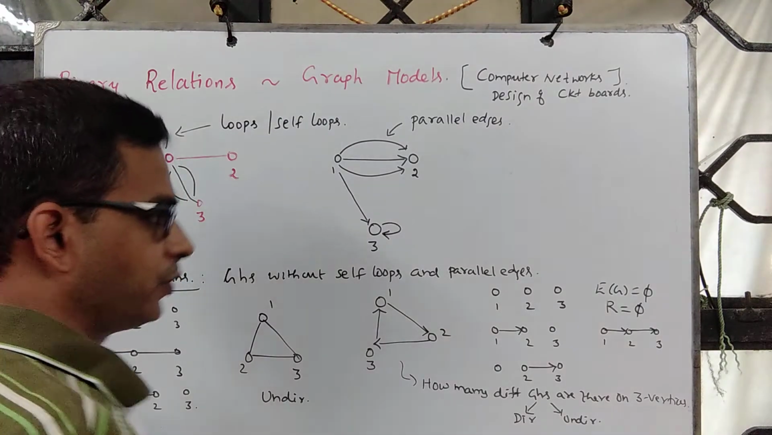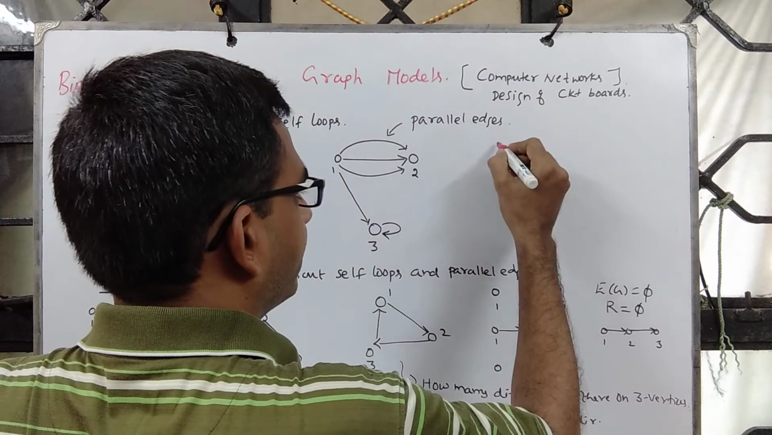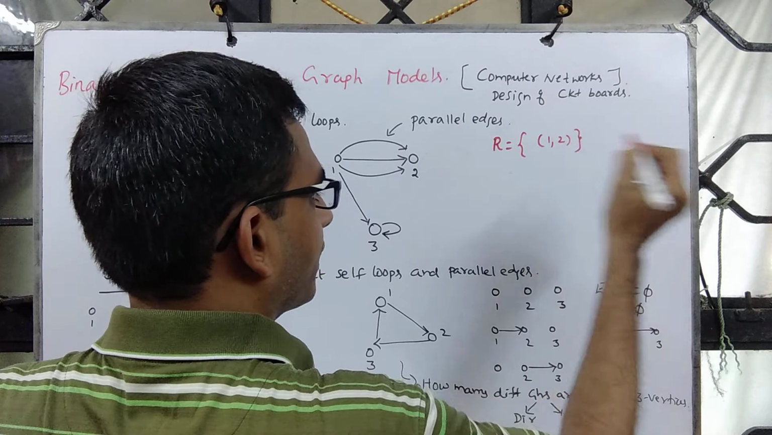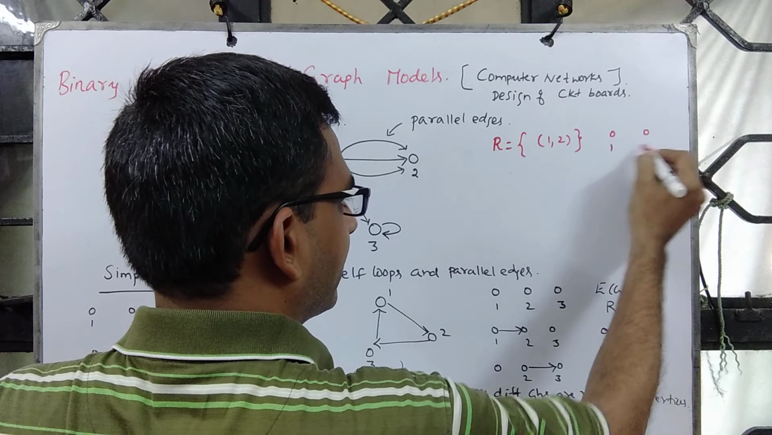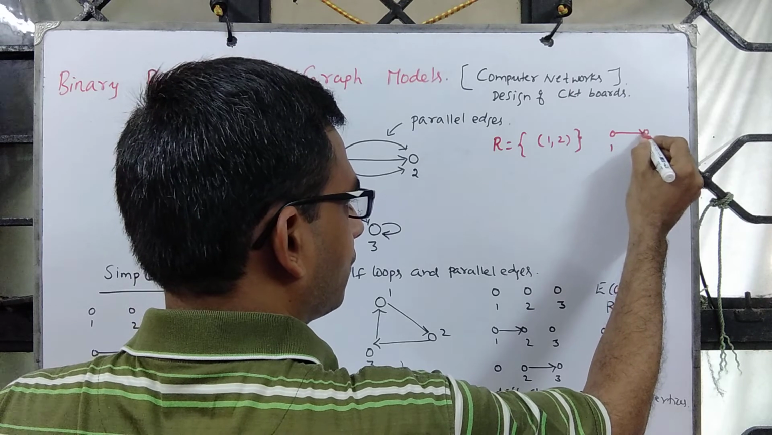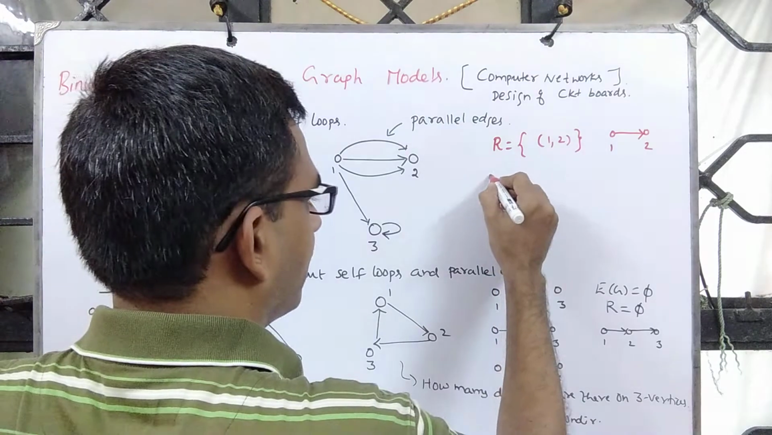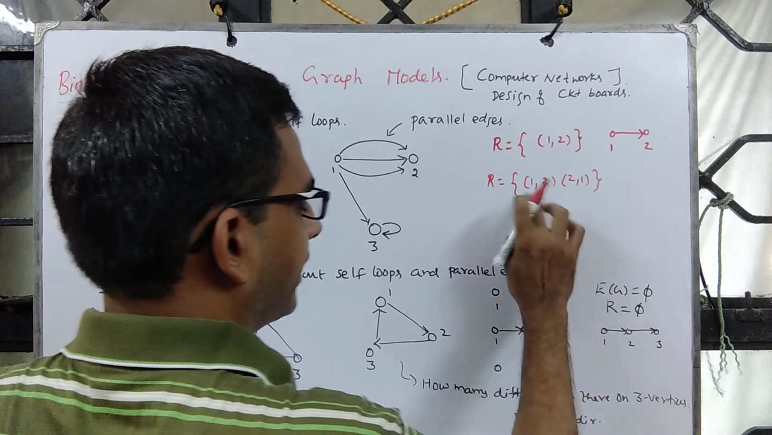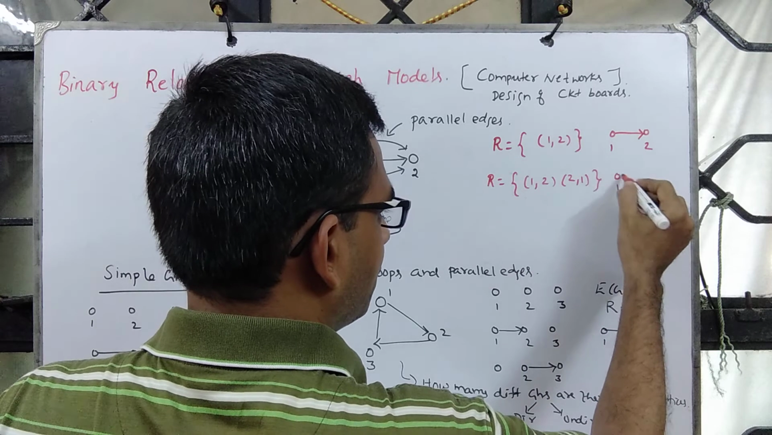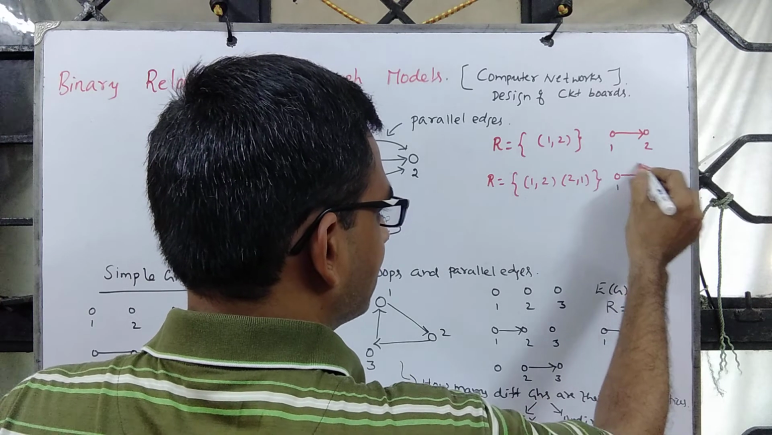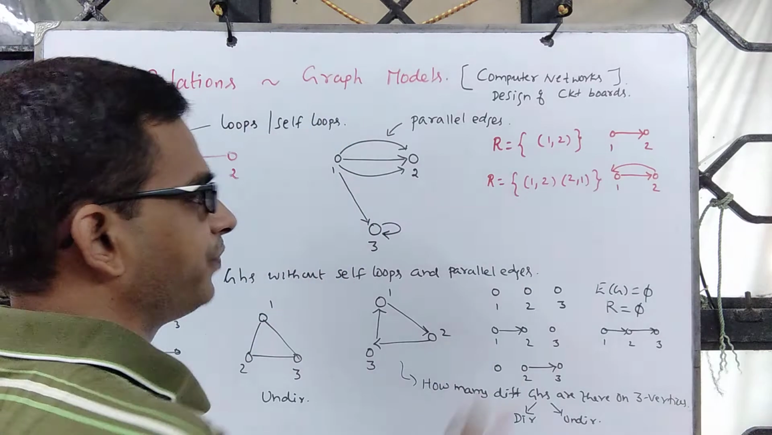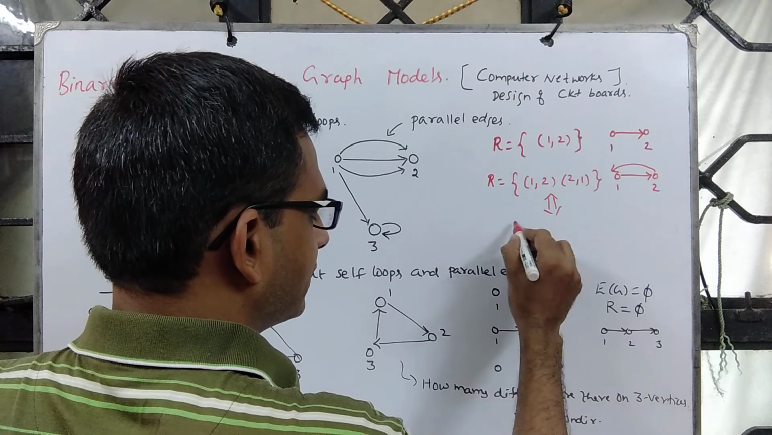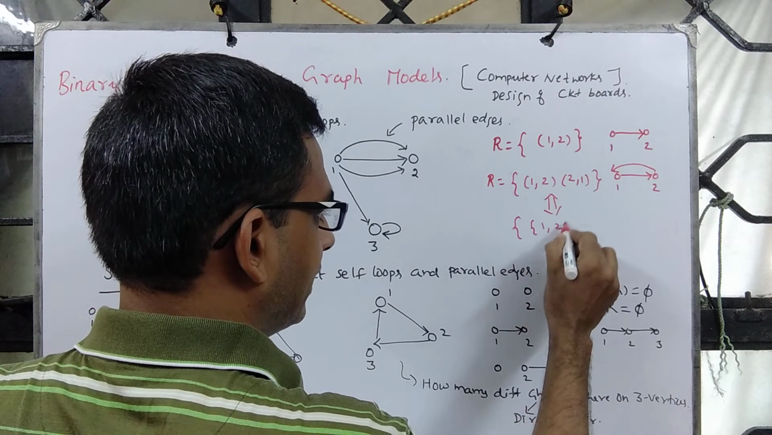And it's important to note this. If a relation has (1, 2), then in the underlying graph it's a directed arc from 1 to 2. If the relation has (1, 2) and (2, 1), like pairs or vectors, then you have a directed arc from 1 to 2 as well as an arc from 2 to 1. This is equivalent to saying the set containing 1, 2.